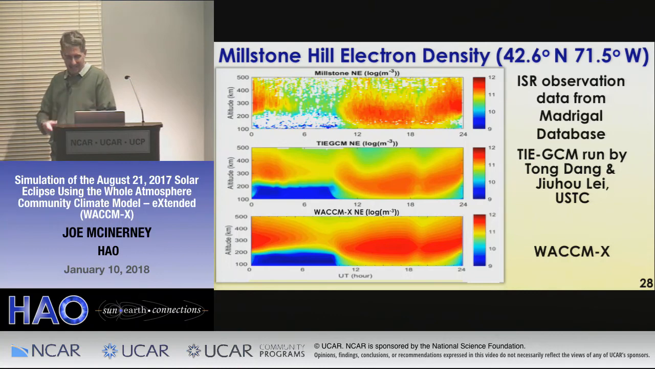So we have to run 20 eclipses now? That's right. Get an ensemble. And then it occurred to me when you showed that mesopause stuff.